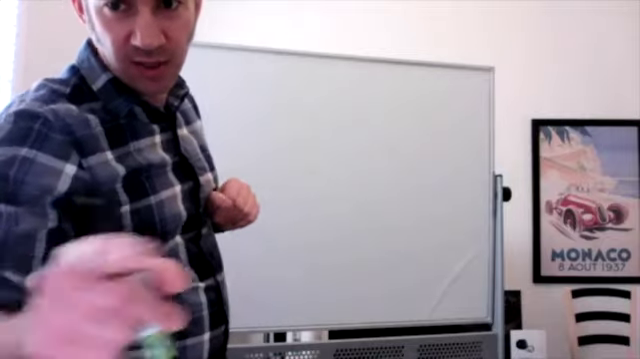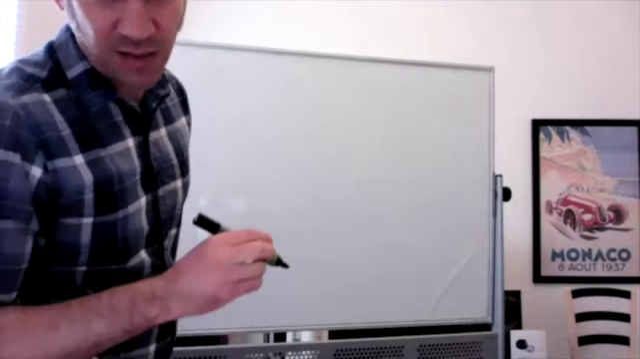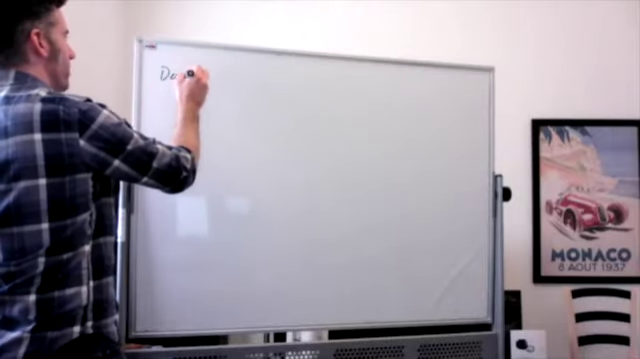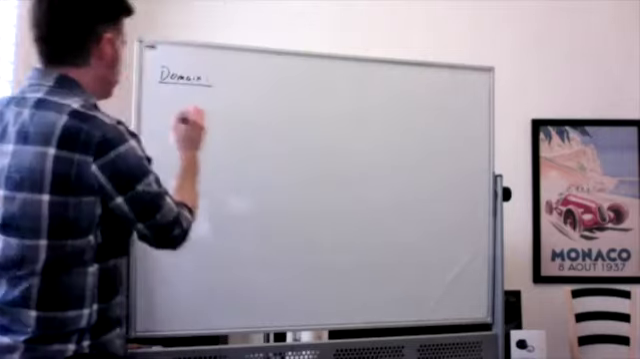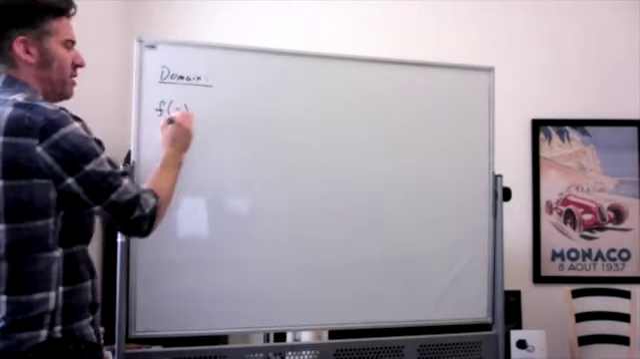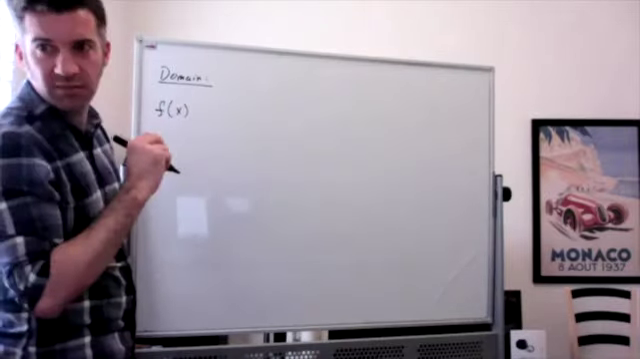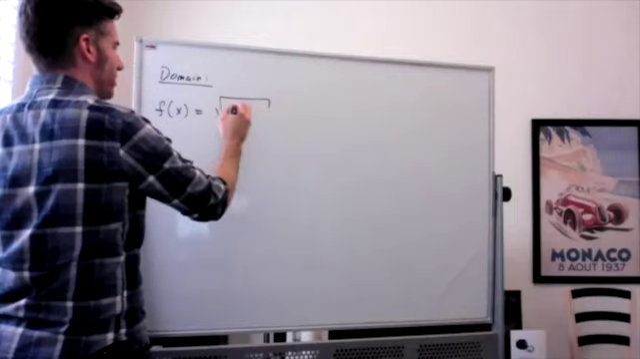I'm going to skip question 4 for now because I think it might be more useful for us to look at question 5. So let's talk about domain. Find the domain of the following functions. Let's look at that first one: f of x equals the square root of x plus 5.